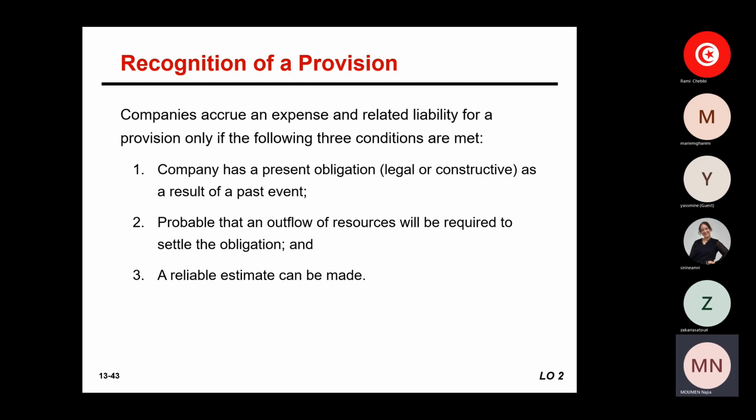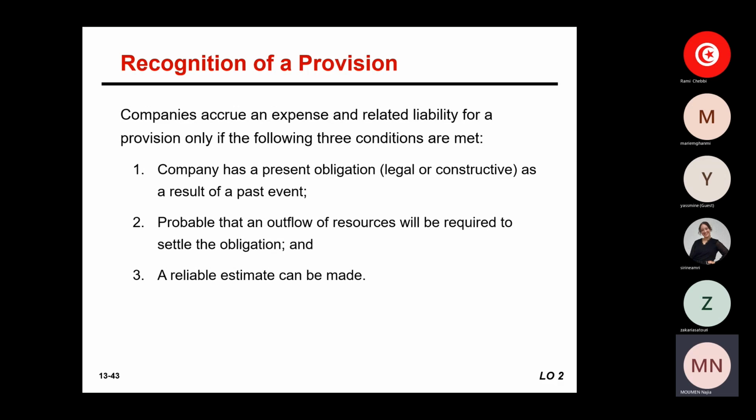And the third condition is that you are able to make a reliable estimate. Here we do not need an accurate amount, like accounts payable when you purchase an item for $10,000. Now you are required to just provide a reliable estimate. For example, for this litigation, I have a reliable estimate that I will be paying damages to the employee that I fired, I don't know, $50,000. So that's a reliable estimate that can be made.